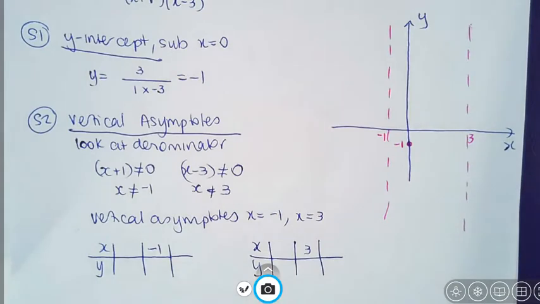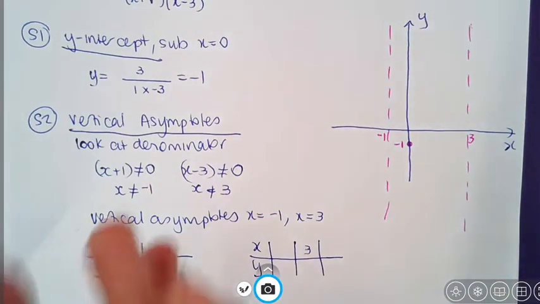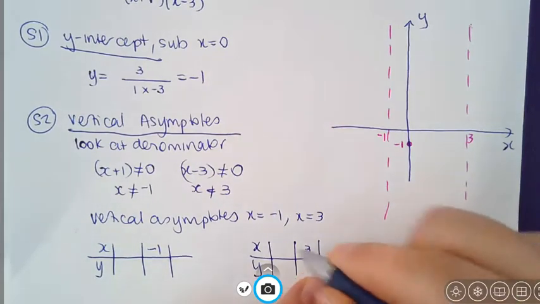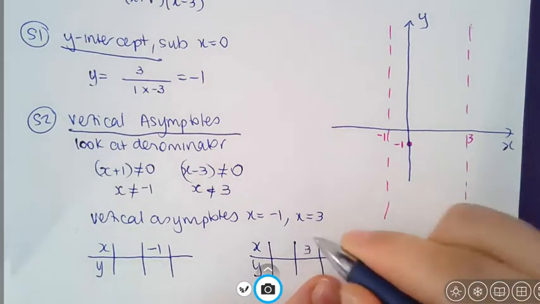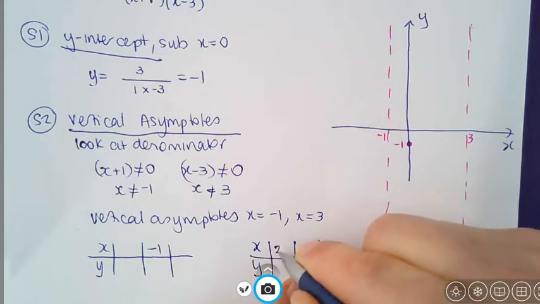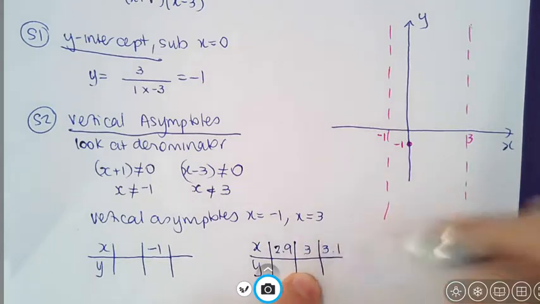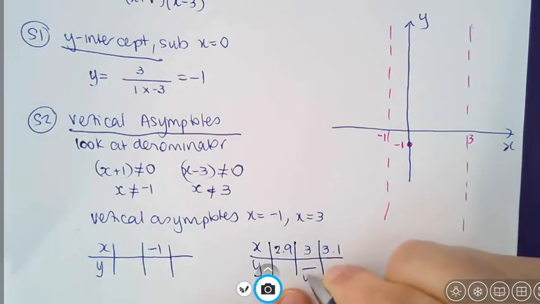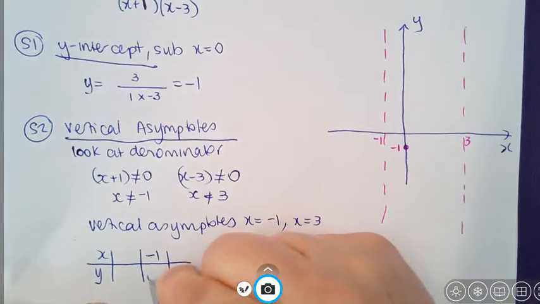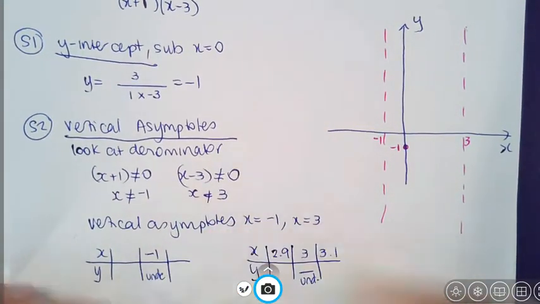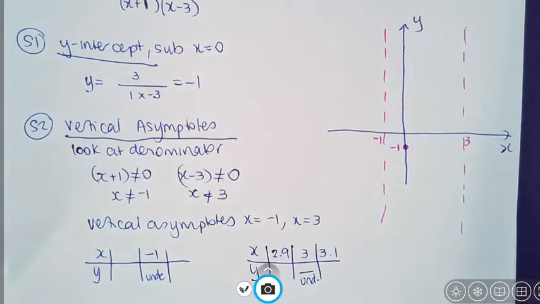It's much, much better. But it's got to be a point that's near 3 and a point near negative 1. Let's do the 3 first. What's something nice and close to 3? 2.9 and 3.1. So I know here I've got undefined, and here I've got undefined. What's a point a little bit less than negative 1?